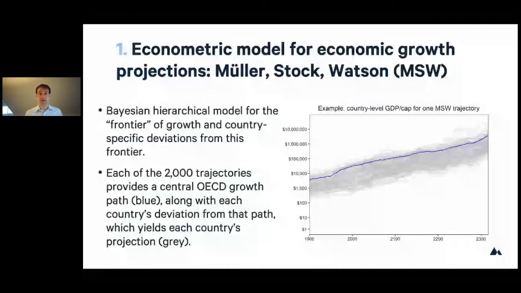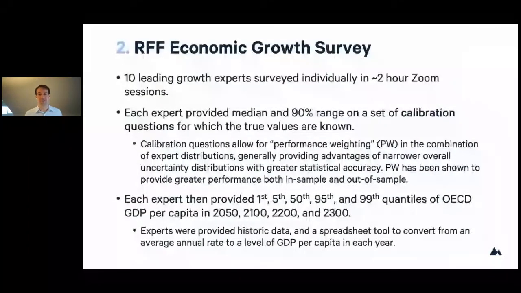So we designed an expert survey that was really intended to be used in tandem with these econometric projections. This is the RFF Economic Growth Survey that we actually concluded even before the pandemic started, but we are now finally in the process of getting it fully written up, where we surveyed 10 leading growth experts individually over 2-hour Zoom sessions. We were doing Zoom before it was cool. Each expert provided median and 90% range on a set of calibration questions for which the true values are actually known. And doing these calibration questions gives you the opportunity to performance weight the experts in the combination. So you can have both an equal weight combination of experts' distributions as well as a performance weighted distribution, which has been shown to provide a number of advantages.